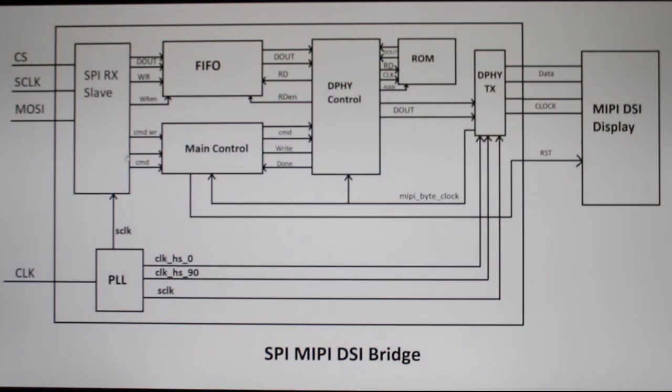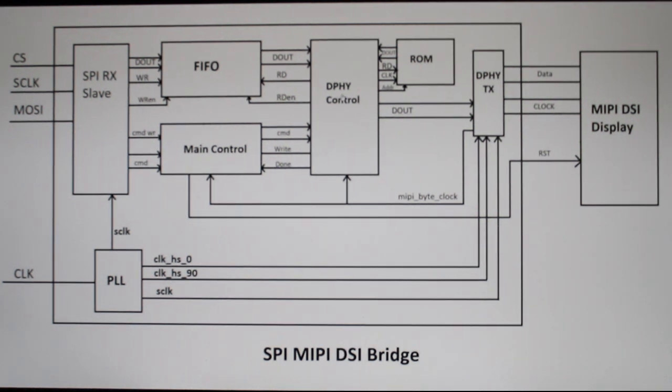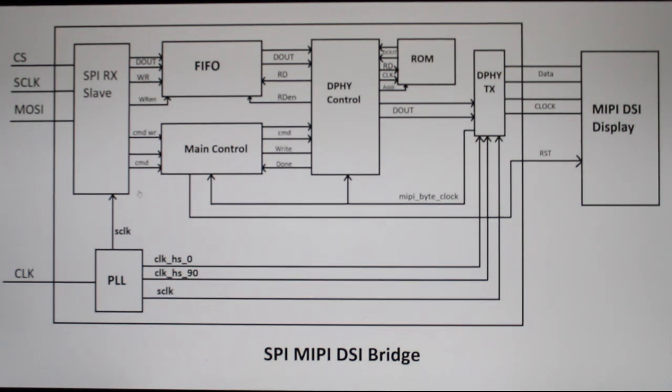These are the modules. The theory of operation of this module is data gets received over the SPI, stored into FIFO. Once one complete display line is received from the SPI, DPH control logic takes over and flushes that FIFO using DPH/TX over to the MIPI display. Once it's done, it informs the main control unit, and main control unit waits for another line to appear. You can see here, these are the blocks.